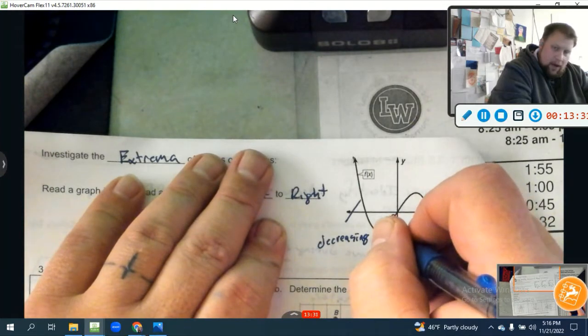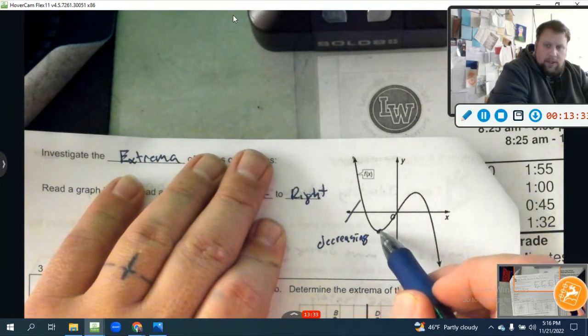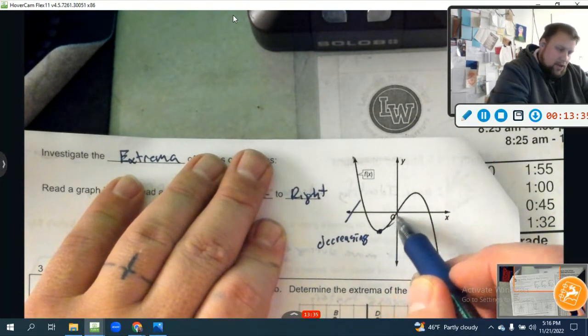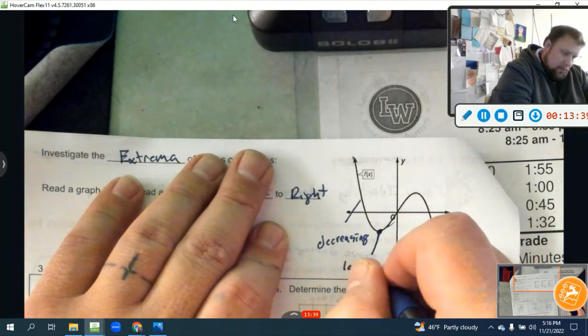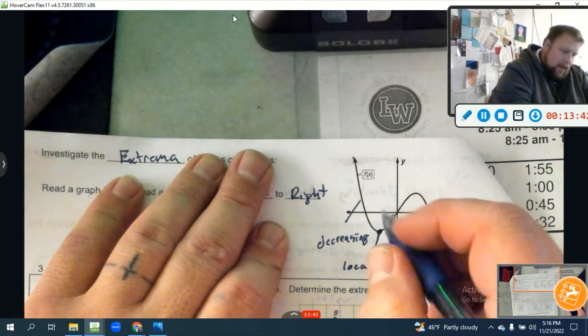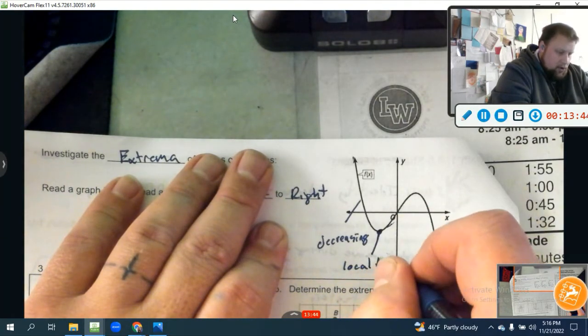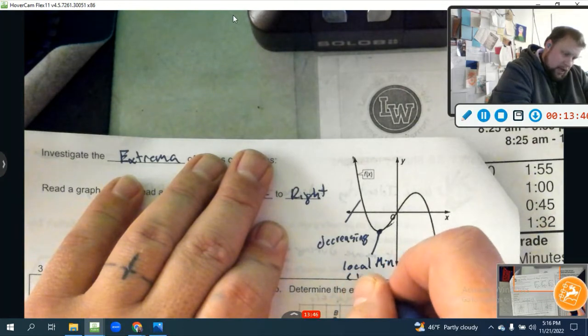And then right here, do you notice how it's decreasing, decreasing, decreasing until it hits that point, and then it starts increasing again? That point is called a local minimum because it's kind of a low point. It's a valley. I like to call it a valley. It's a local minimum, which again, I call a valley.